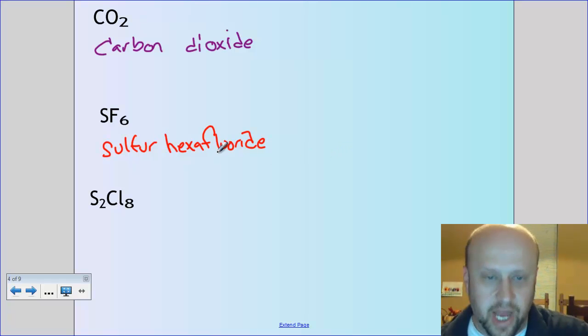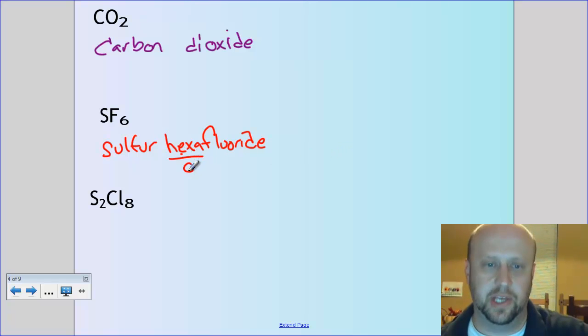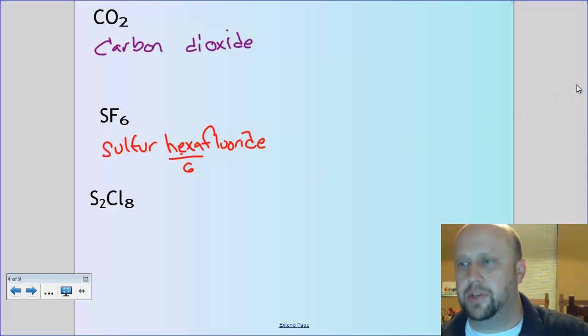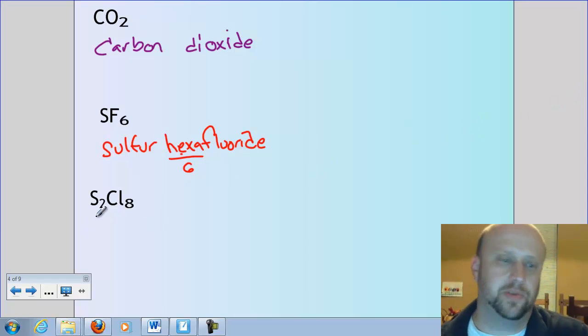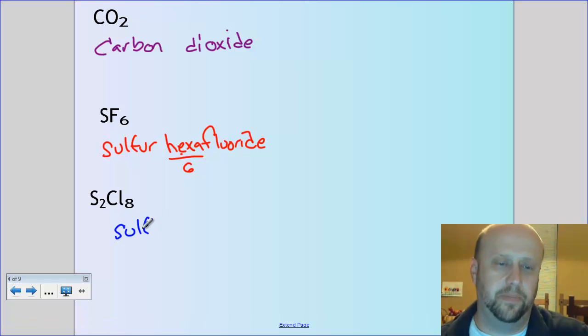So sulfur hexafluoride. Hexa means 6. Okay? Now let's look at the last one, because this is one of the first ones where the first thing is not 1. I've got sulfur again, but this time I don't just have 1, I've got 2. So I have to go back and put a prefix in front of it. You leave the prefix off if it's 1, as it was in these two cases. But if it's not 1, you've got to put the prefix.